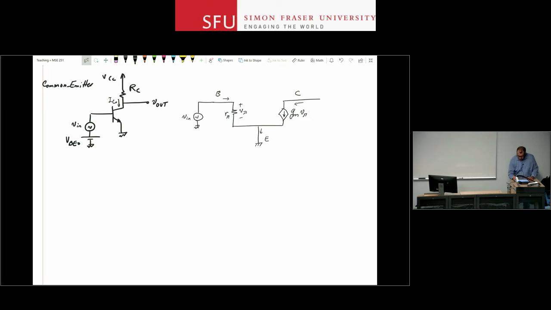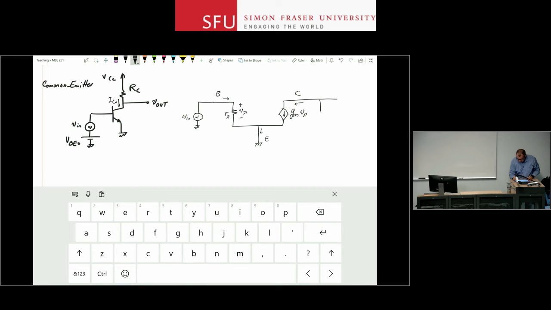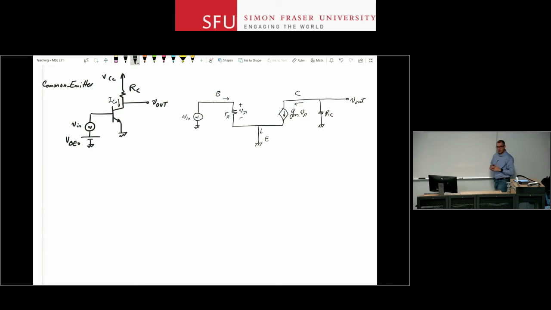On the collector end I have an RC. At the top of RC I have VCC, which is a large signal source again. If I zero that, VCC is going to be shorted to ground. And because I'm drawing ground at the bottom of my circuit, I prefer to draw RC like this here as well. And this is v out. Okay. Now, if I look at this circuit, I can define R in as the resistance that I look from this node forward and R out from that node backwards.